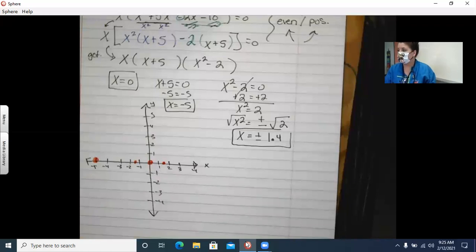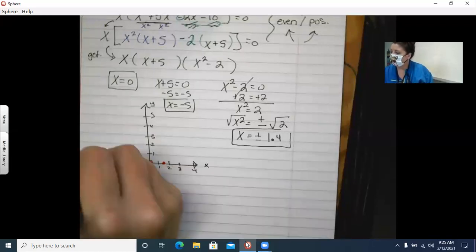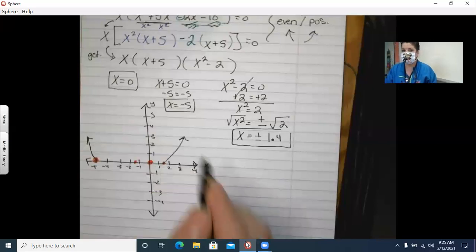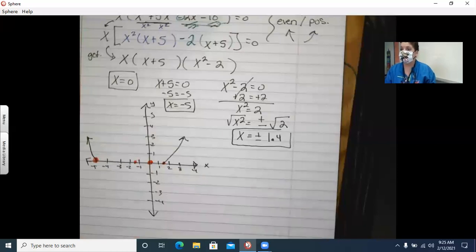And behavior was up and up. So the far left side, I'm going to go to the far left 0, do an arrow up, and the far right 0, do an arrow up. We got to have curves in between each set of consecutive zeros, right? So at -5, am I going to bounce at -5 or cross the x-axis? Cross it. And I'm going to go down. I don't know how far, but I know I got to come back up when x is -1.4 because that's the next 0, correct?